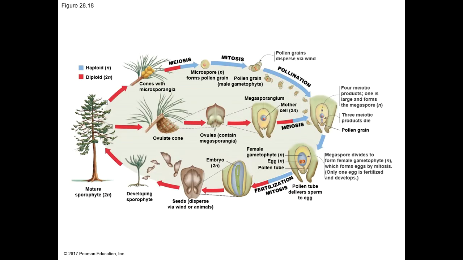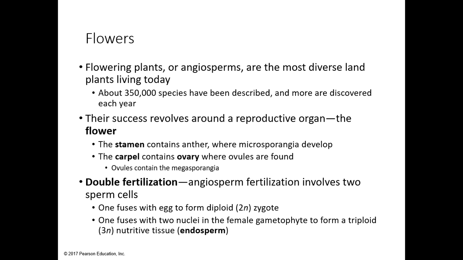So you thought this was a little crazy. Flowers are also crazy, but not too bad. So flowering plants, or the angiosperms, are the most diverse, with 350,000 species. They've totally taken over, in most places, as the dominant plant on Earth, on land. And the success of these flowering plants, you could probably guess, has to do with the flower. If we look at flowers, there's a structure called the stamen, which contains the anther, where the microsporangia, or the pollen, is going to develop, and the carpel, which contains the ovary, where the ovules are found, and that's where you're going to find the megasporangia, which will develop into the female gametophyte.